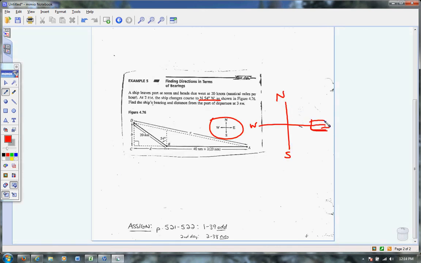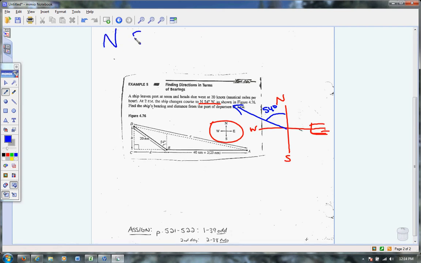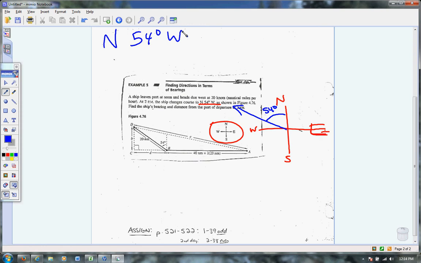East is over here. This 54 degrees west of north means that I swing 54 degrees west of north. That's what that bearing means. So you actually start with the degree. If I see this, I start with the degree 54, I say 54 degrees west of north.